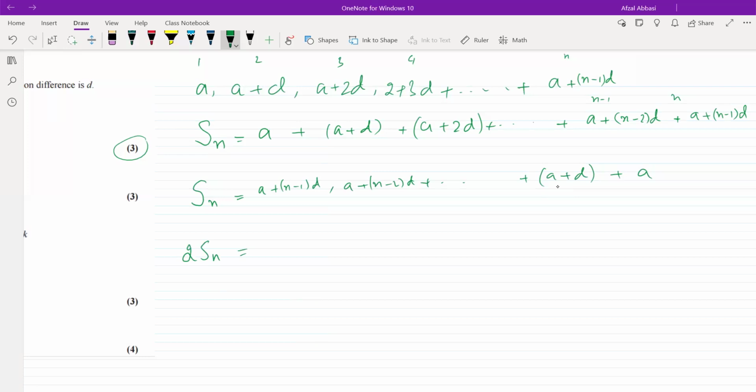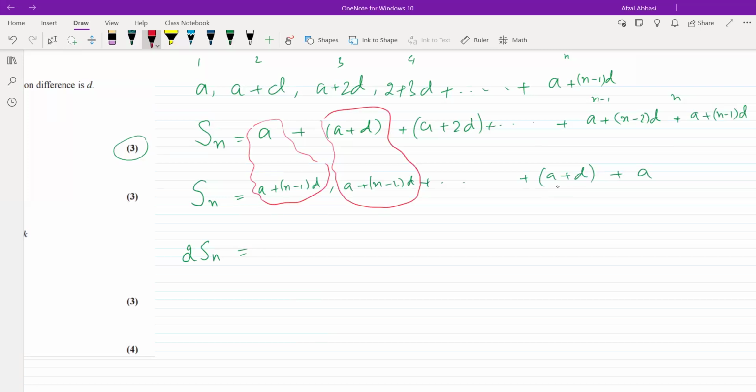And in the same way we will add the terms, because we have the same number of terms in both lines. So we can pair them up: this will be our first pair, first term and the last term. Second term and the second last term. Third term and the third last term. So if we add the first and last term, what do we get?